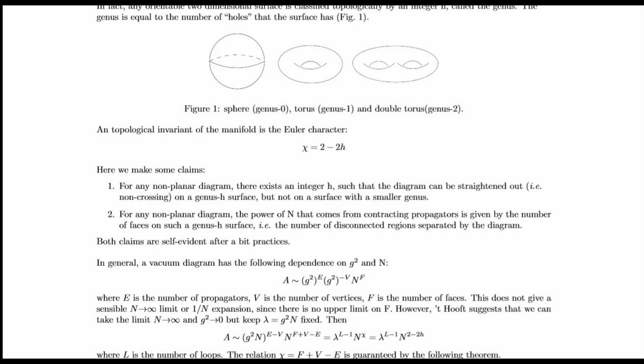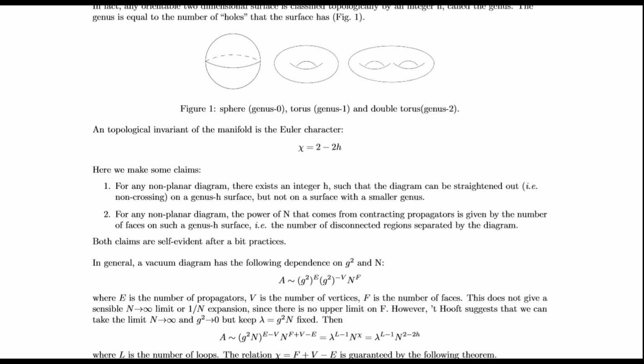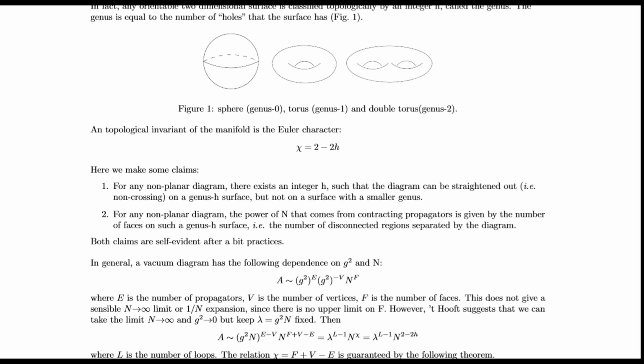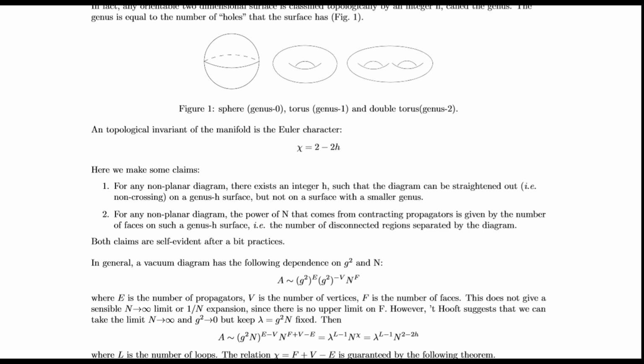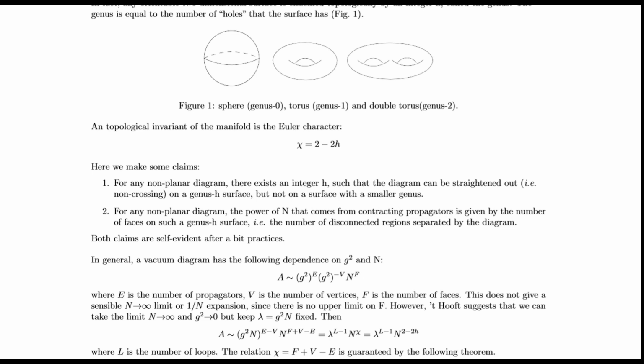In fact, an orientable two-dimensional surface is classified topologically by an integer H, the genus. The genus is equal to the number of holes that the surface has, figure 1. The topological invariant of the manifold is the Euler characteristic.